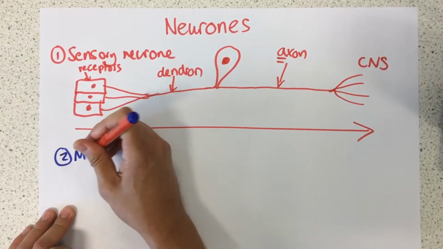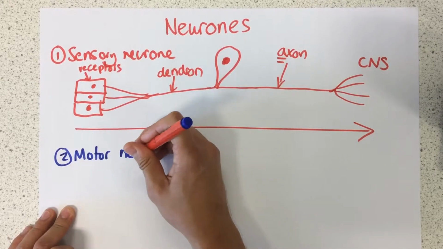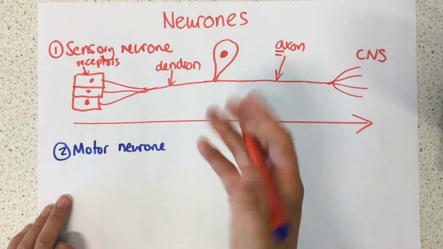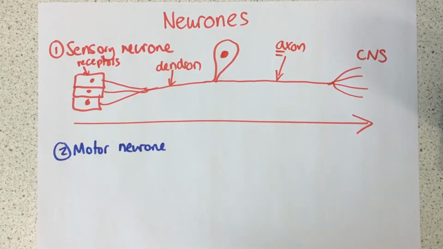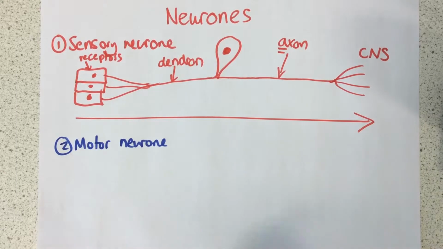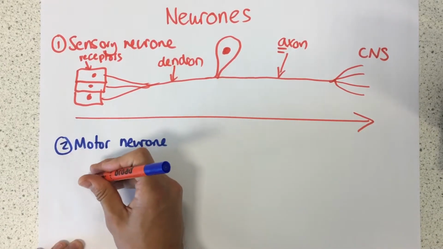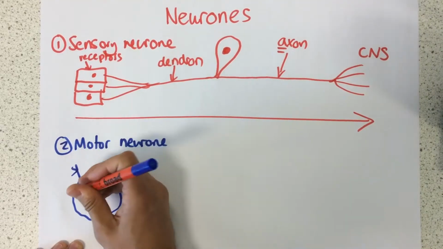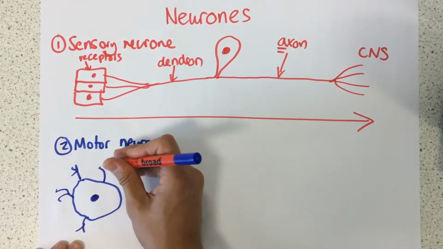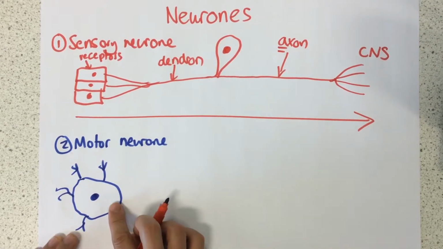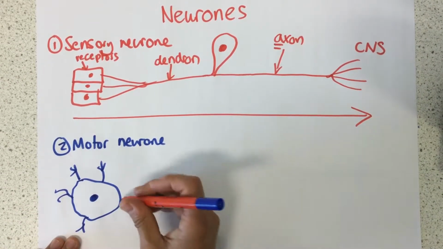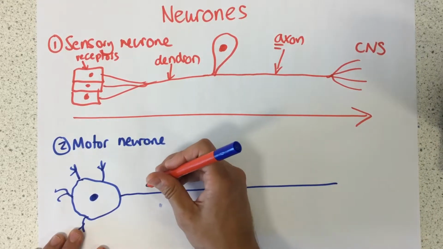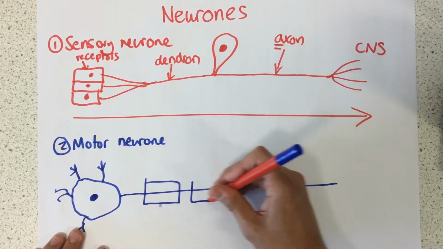Number two is motor neurons. Now, motor neurons are normally what we associate with movement, but not always. For example, they can be attached to glands as well. But motor neurons are a bit different in structure. So at the beginning, they have a cell body rather than having receptors. For example, this could be within the central nervous system, within the brain, let's say. What it then has is this long part here, and just like within the sensory neuron, that long part is called an axon that I'll label in just a second.